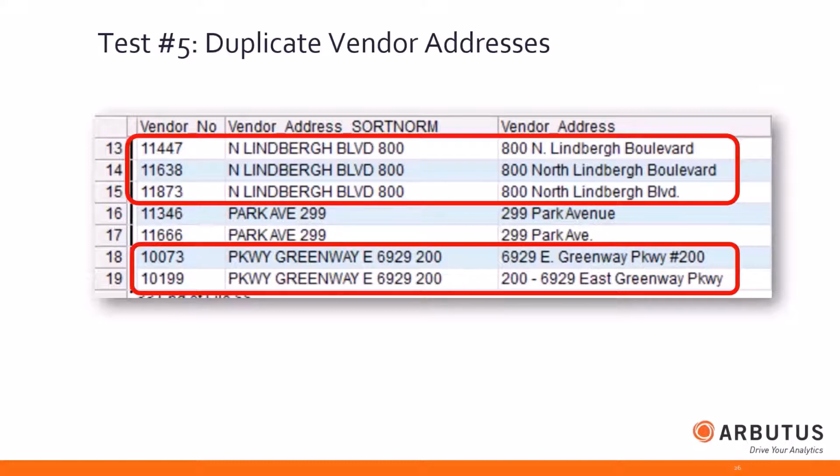And how were they normalized? On the left, we see the normalized address. When they're normalized, they look identical to each other, and they were detected. So remember, the first time we did a literal test, there were no duplicates. Now we're finding several duplicates.